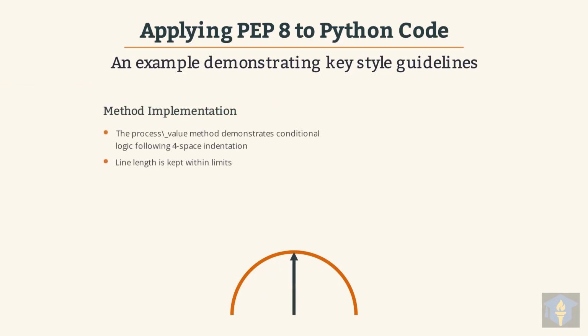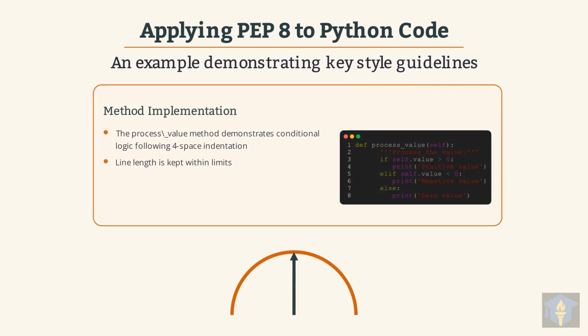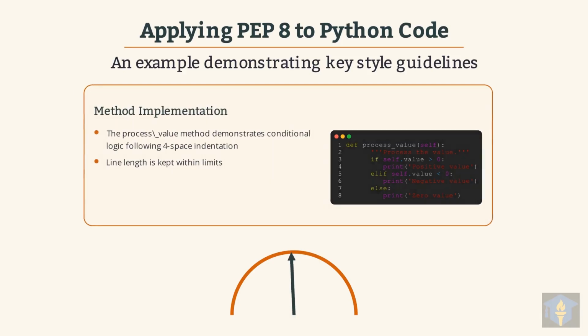Next, we'll implement a method within our class, demonstrating proper indentation and line length. The process_value method showcases conditional logic, maintaining the 4-space indentation and adhering to line length limits. This method checks the instance's value and prints whether it's positive, negative, or 0, using clear conditional statements.